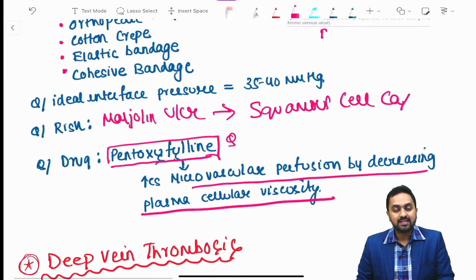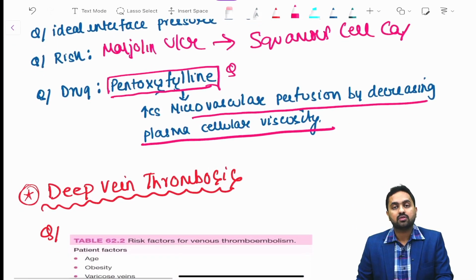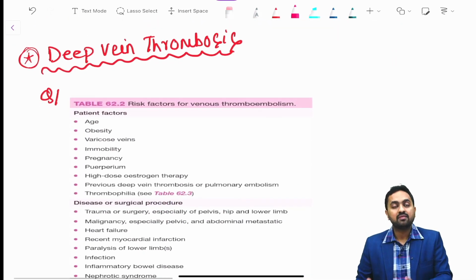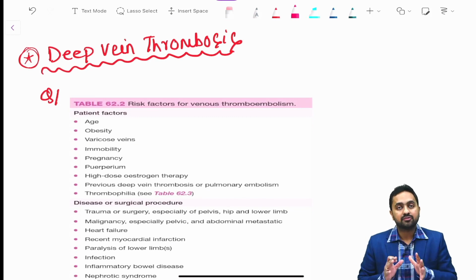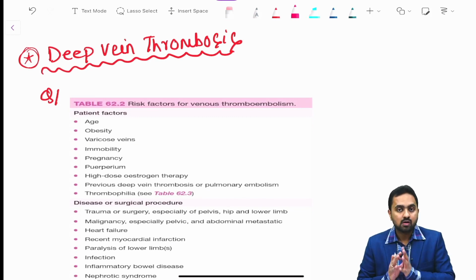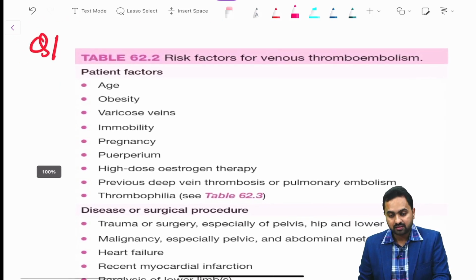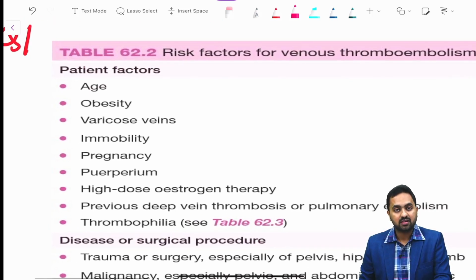Now we go down to the next topic of discussion in your venous disorder, which is deep venous thrombosis. So what we have done is that we have taken the important tables from your Bailey and Love to understand this deep venous thrombosis, as the questions usually asked are straightforward from the table. So first, regarding your risk factors. The risk factors could be your patient factors or your disease factors.